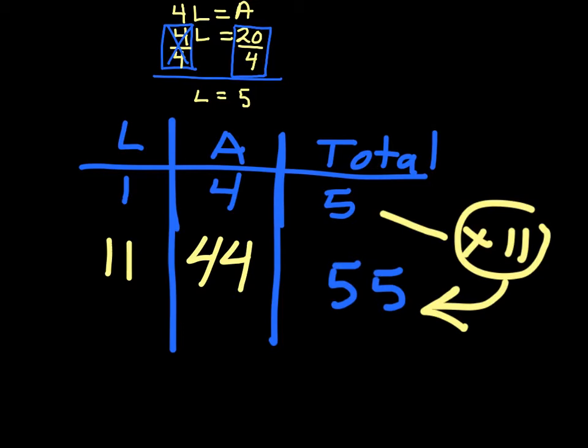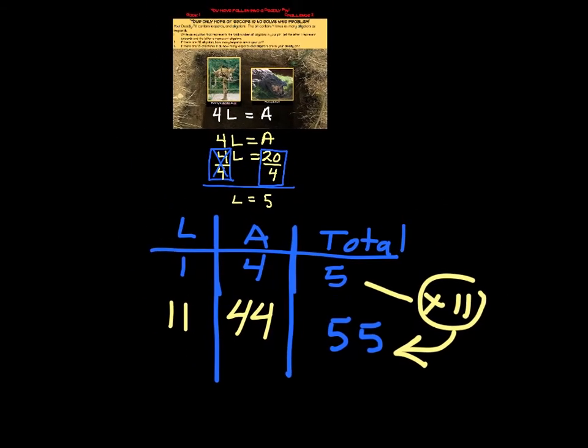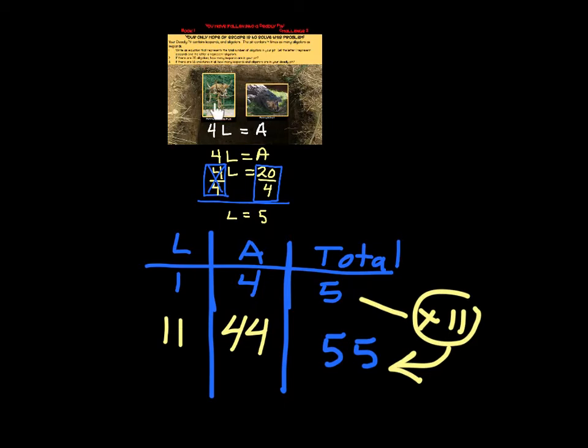And that's it, my friends. So your total answer is that there are 11 leopards and 44 alligators for a total of 55 creatures in all. That is it, my friend. Hey, what I'd like you to do right now is go ahead and pause the video and copy down the rest of this so you can solve for it.